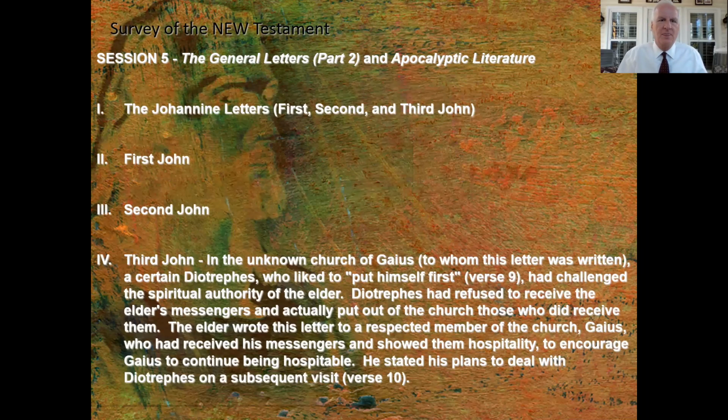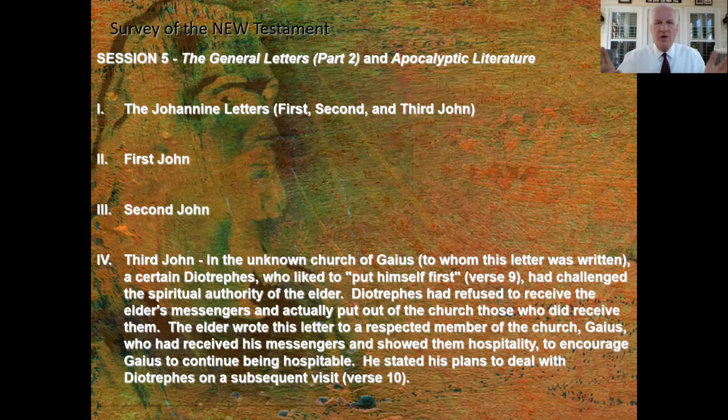Third John was addressed to the unknown church of Gaius, to whom this letter was written. But in that church, a man named Diotrephes, who, according to Third John, liked to put himself first, had challenged the spiritual authority of the elder, who was the author of this letter. Diotrephes had refused to receive the elder's messengers and actually put out of the church those who did receive them.